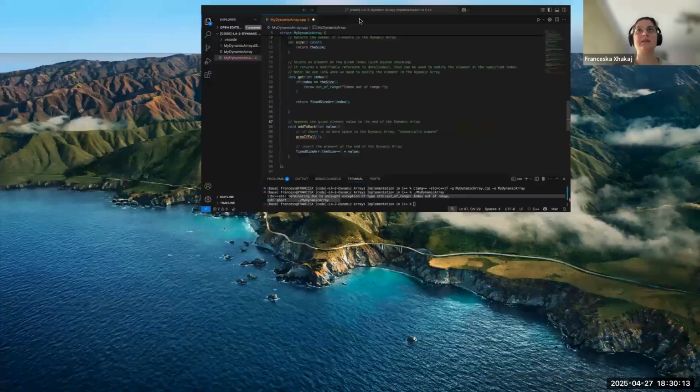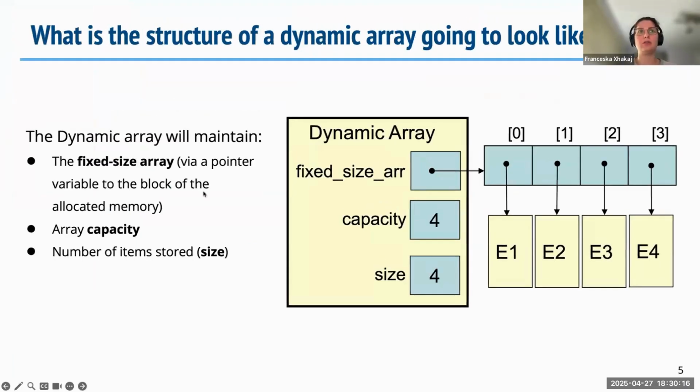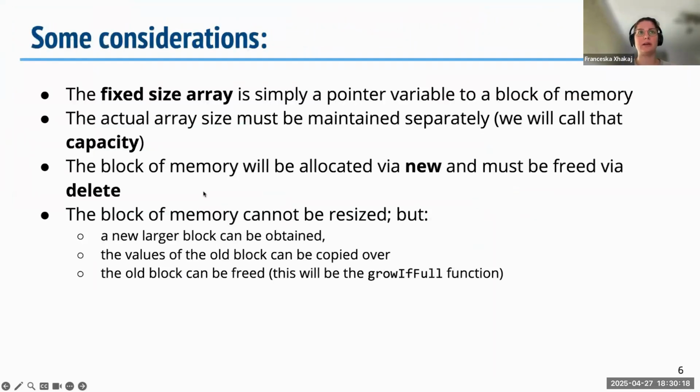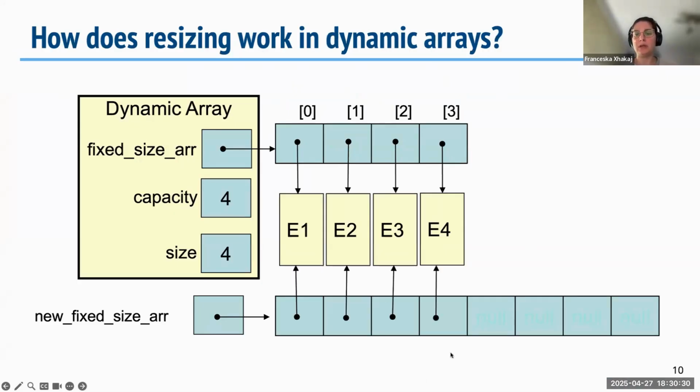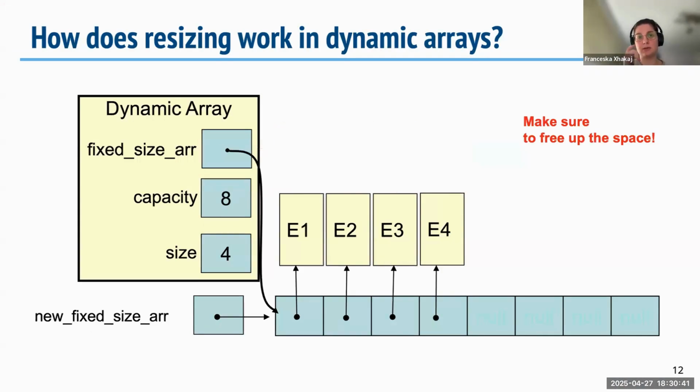Let's go ahead to the slides to take a look at how the grow if full implementation will actually work. So from last time, we said that we are not changing the size of the fixed size array. That's not possible, but instead we're doubling the size of the array. We will copy each of the elements of the old array over. We will change the pointer to where the fixed size array is pointing to the new location in memory, and we will make sure to free up the old space in memory. Okay, so that is how our grow if full function is going to work.